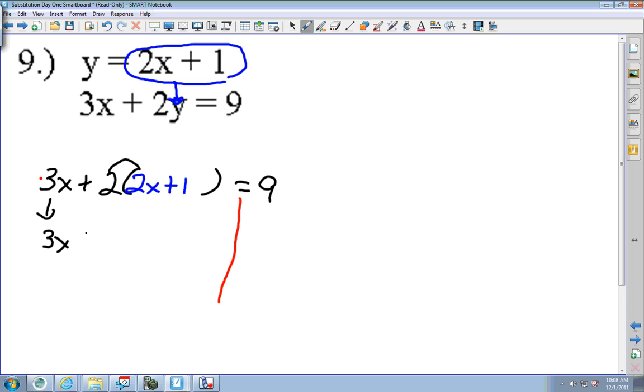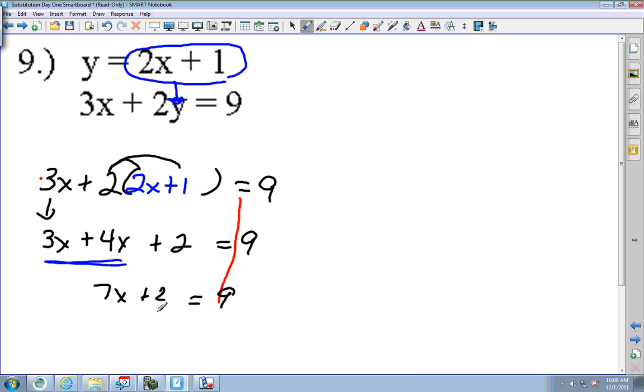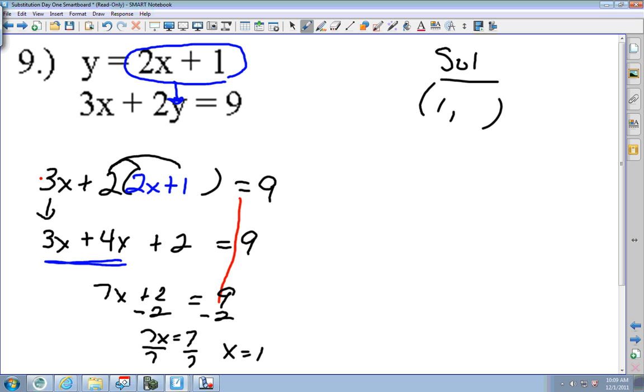Now I do the distributive property. 2 times 2x, 4x, 2 times 1, 2, and that equals 9. Put your x's together. 7x plus 2 equals 9. Now solve for x. Subtract 2 from each side. 7x equals 7. Divide by 7. X equals 1. My solution, x is 1.